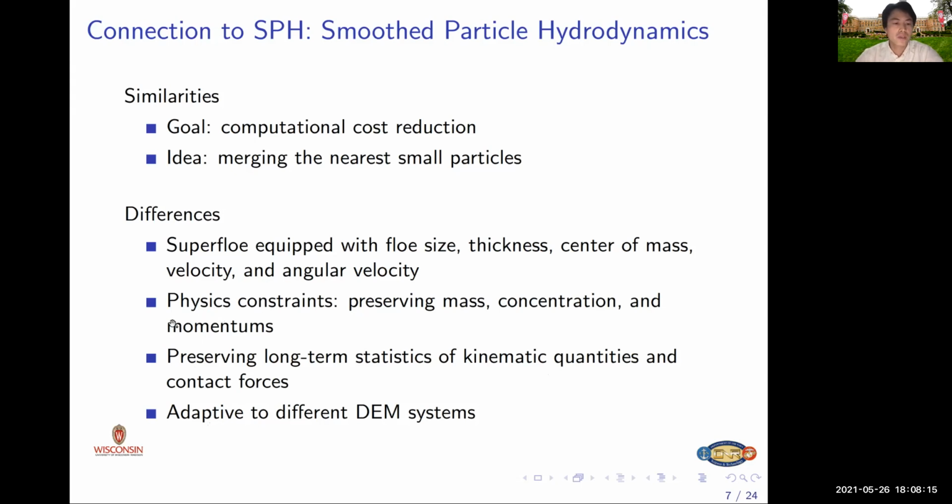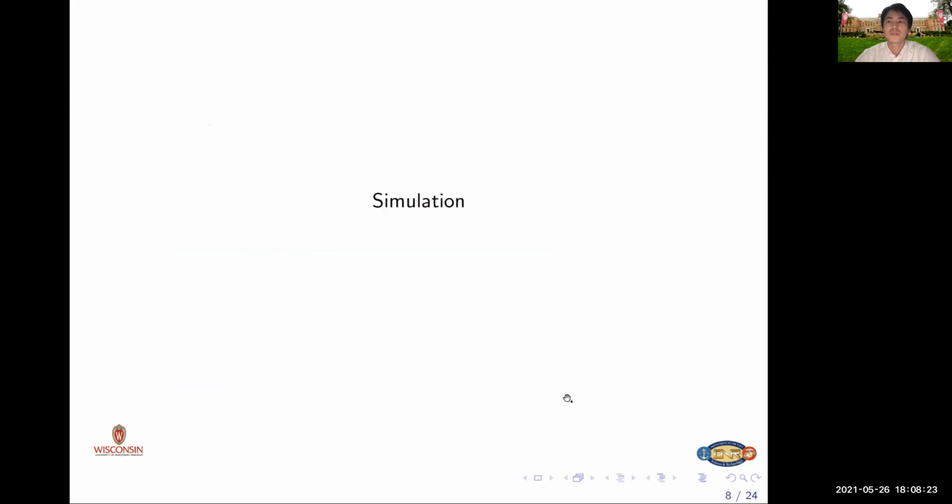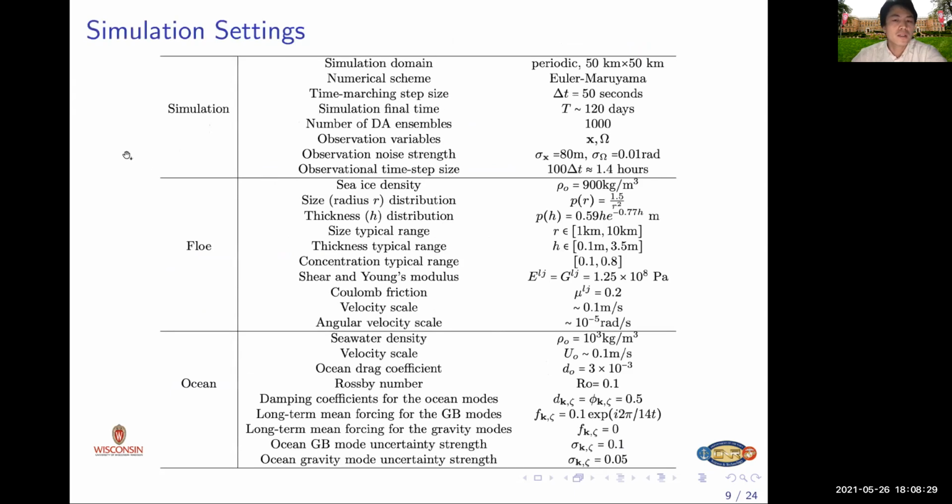We also note that this superfloe parameterization is adaptive to different DEM modeling systems. Let's look into a simulation. For the simulation setting, we consider a domain of 50 kilometers by 50 kilometers with periodic boundary. The numerical scheme we apply is the simple Euler-Maruyama method, and the time marching step size is about 50 seconds. The simulation final time is about 120 days, and the ensemble size is 1,000.